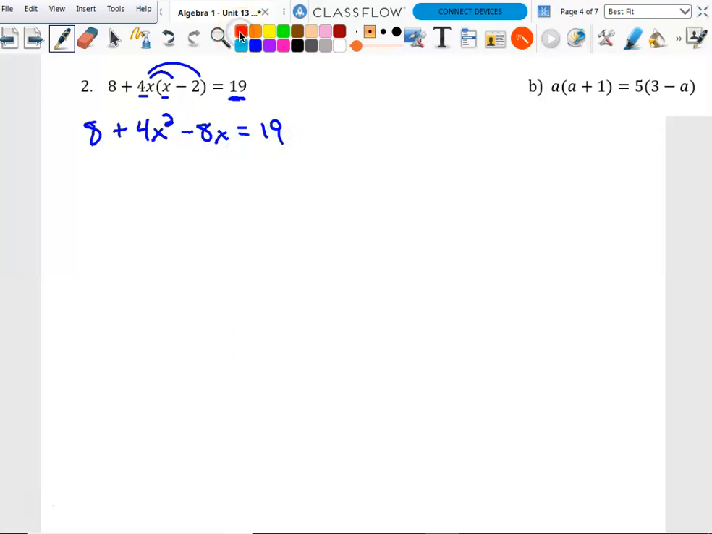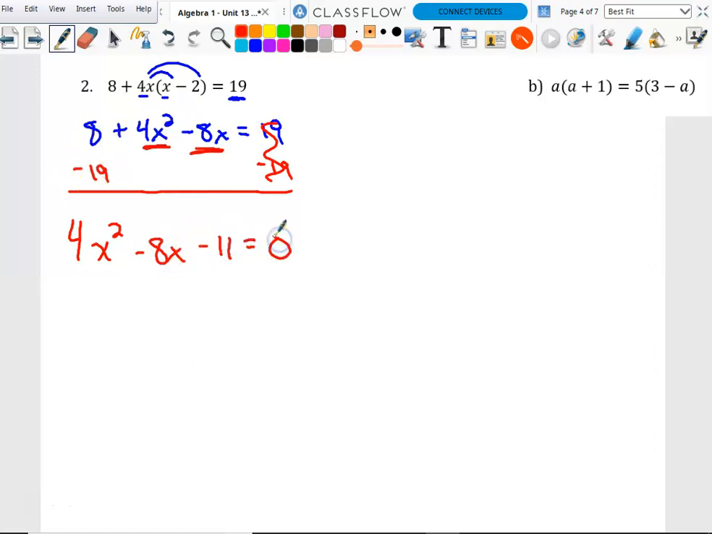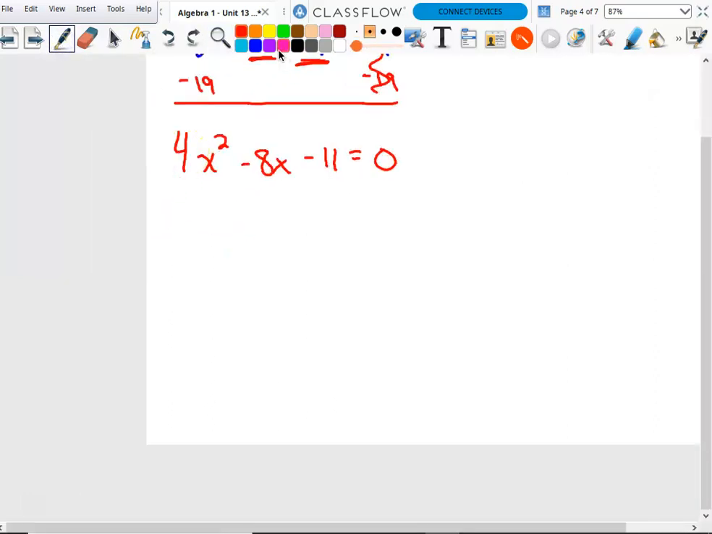I have to set it equal to 0 and then put it in standard form. So I'm going to minus 19 minus 19. Please notice I lined up the 19 with the 8 because they were both constants. However, I'm going to write 4x squared first because he's got the biggest degree, the biggest exponent. Then I'm going to write negative 8x. And then I'm going to do 8 minus 19, which is negative 11, equals 0. So just rewriting that guy could cause you some problems. Now I have to do ABC.